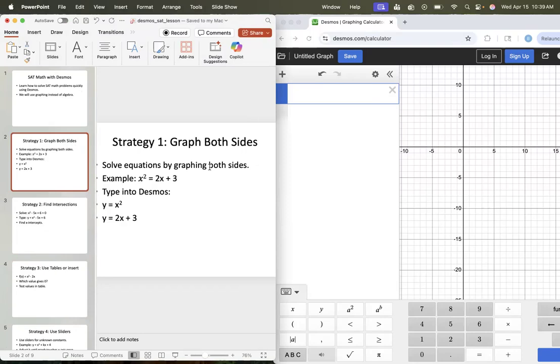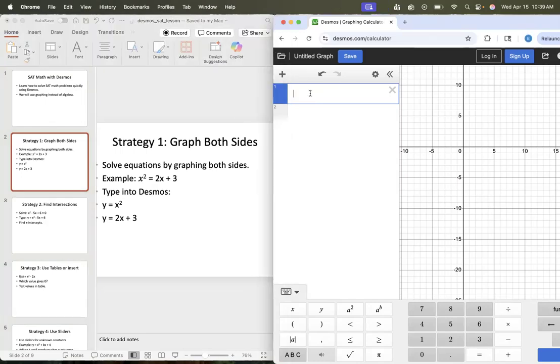First thing you need to know is how to give Desmos the information. You've been given x squared is equal to 2x plus 3. What do you do? How do you find the answers? You can do your normal algebra, but you can use this to quickly find the answer. One key piece of information is Desmos does not like the equal sign. Therefore, split the equation into two. And what I'm going to tell Desmos is, look, I want you to make y equal to 2x plus 3.